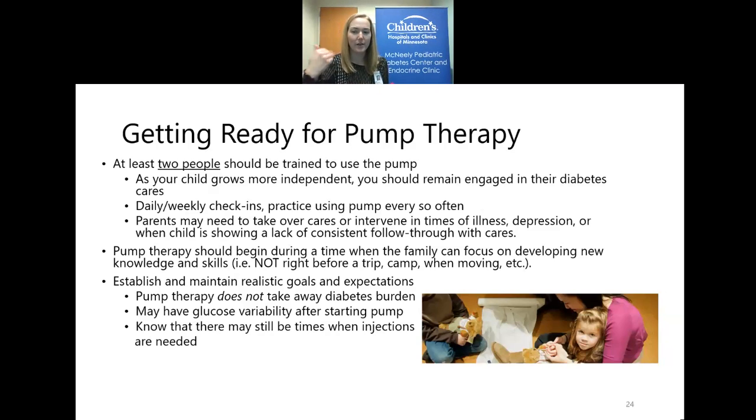Another thing just to stay realistic about is remembering that being on a pump does not completely take away pokes. You do have to insert your sites every 2 to 3 days, but then also if we have ketones, we're going to be giving injections with syringe or pen. If you take a pump vacation, you'll be using injections. So remembering that injections will still be a part of your diabetes life.